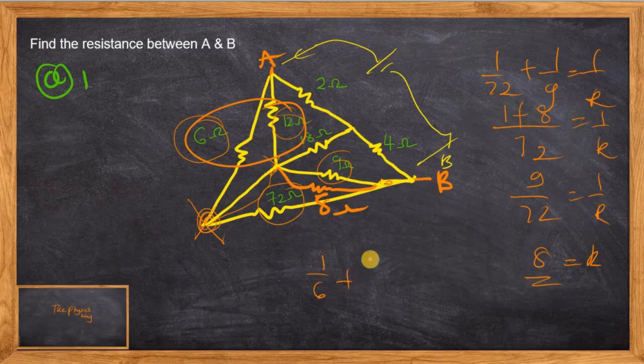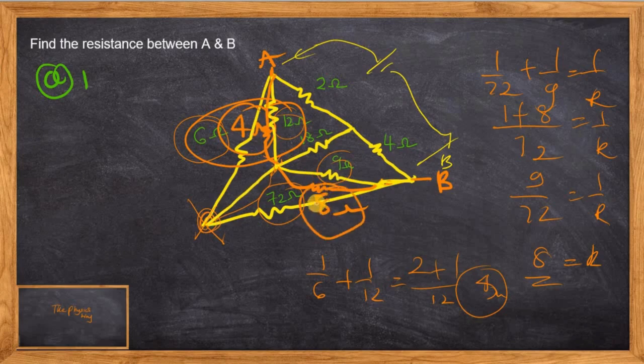In the very same method for 6 and 12, let's do the same. 1 over 6 plus 1 over 12, common denominator, that's 12. 2 plus 1, take the reciprocal, 12 over 3, that's 4 ohms. So here we have 4 ohms resistance now. I hope this is clear to you. So here we have 4, here we have 8. Right, this is the Wheatstone Bridge now.